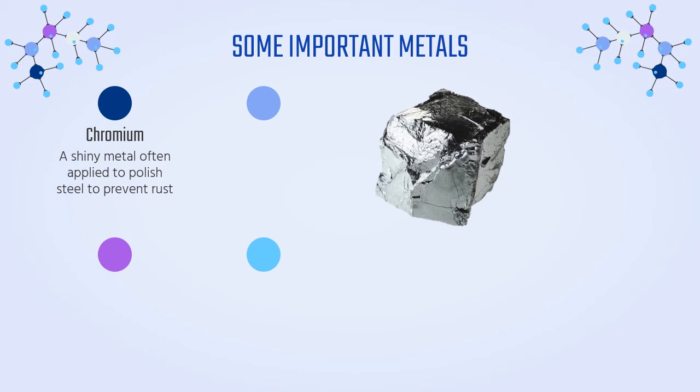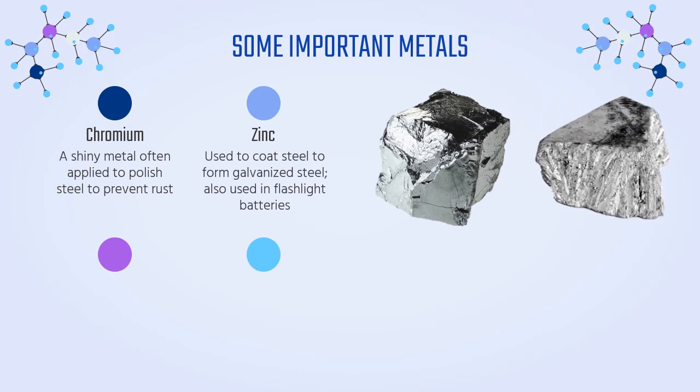So chromium is a very shiny metal. You can see that there. It's often applied to polished steel to prevent it from rusting. So it's used on cars, car bumpers. That's why we might call the car bumper your chrome, because it has that shiny metal put over it. So one, it'll shine, and two, it won't rust.